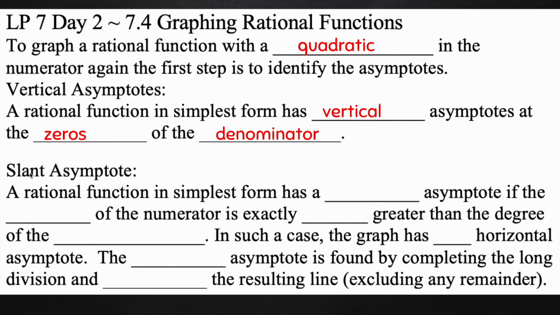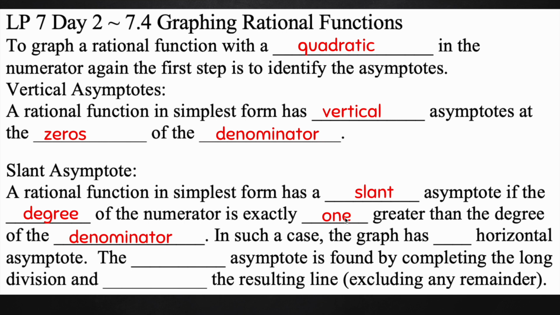Okay. The slant asymptote. We had a horizontal asymptote when we had just a linear function over a linear function, but now that we have a quadratic, we're going to have a slant asymptote. Basically, it's a diagonal line, right? So a rational function in simplest form has a slant asymptote if the degree of the numerator is exactly 1 greater than the degree of the denominator. And again, just remember, the degree is the highest exponent. So the degree of the numerator has to be exactly 1 greater than the degree of the denominator.